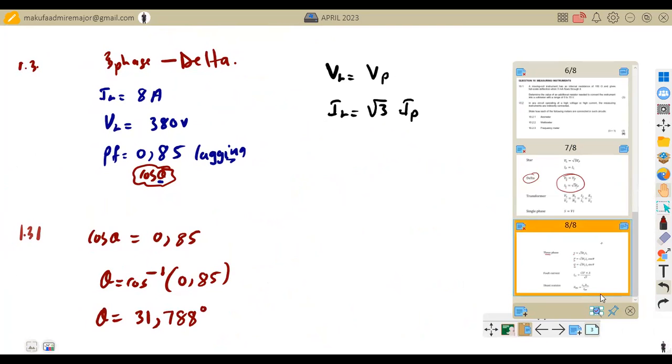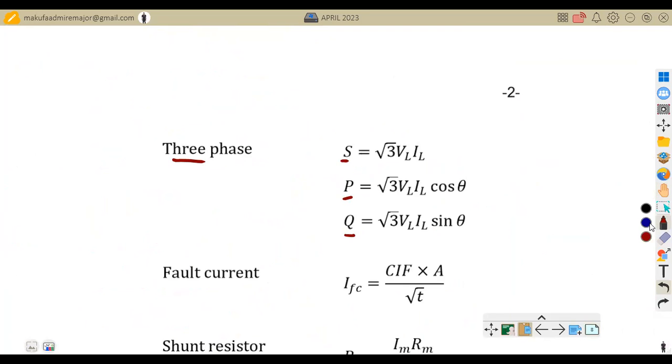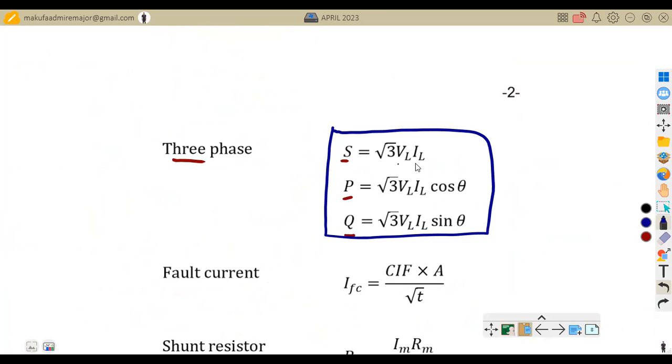Let me just show you this part, guys. These are the formulas we are going to work with in calculating power: S equals square root of 3 VL IL. Take note, we are working with line voltage and line current, line for every part. Wherever you have the reactive power, every part is going to be multiplied with the square root of 3. So that is the whole idea.